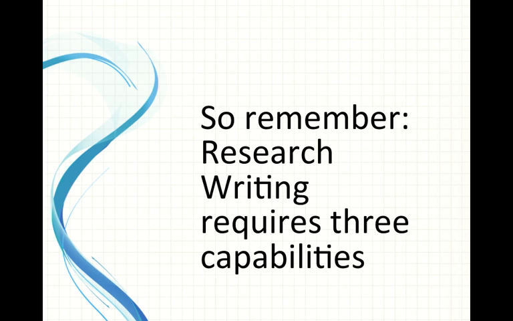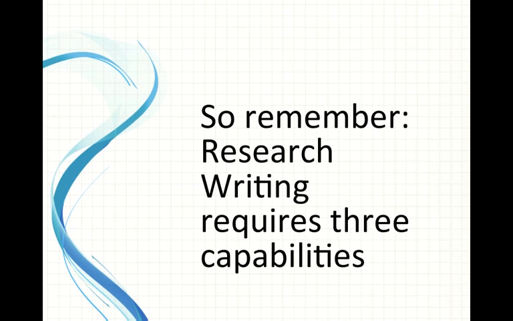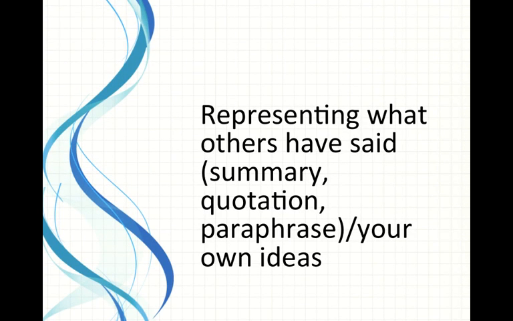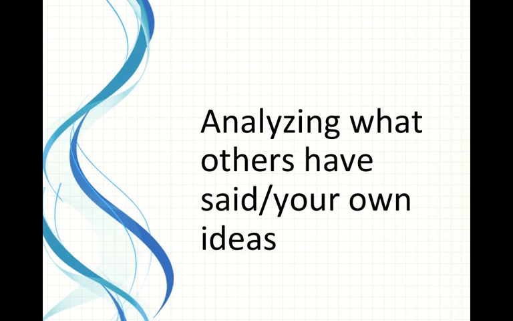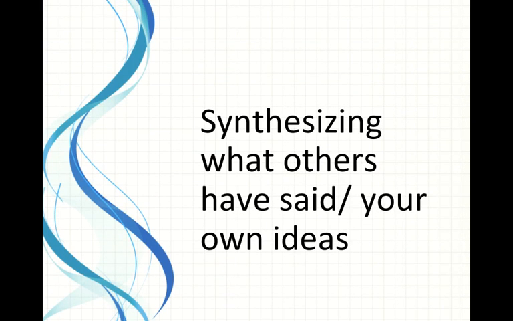So remember, research writing requires three capabilities: representing what others have said, using summary, quotation, and paraphrase, and of course representing your own ideas; analyzing what others have said and/or your own ideas; and synthesizing what others have said and/or your own ideas. You'll use analysis and synthesis in representing what others have said by summary, paraphrase, and quotation as you write your first major assignment for this course, your synthesis paper. The assignments for this module will help you get ready to write the synthesis paper.